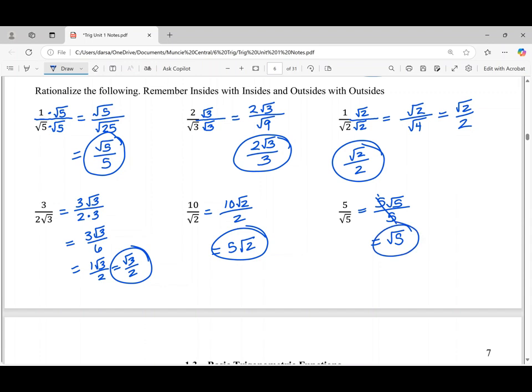This is a very important skill. You must be able to quickly rationalize radicals without using a calculator.